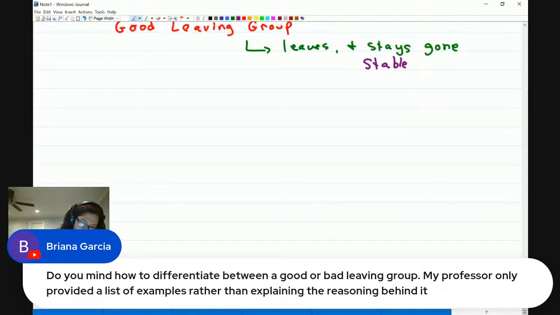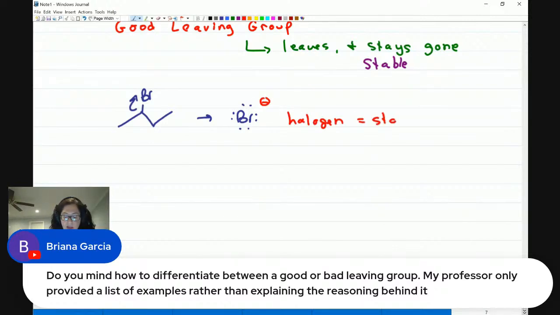So let's look at a couple of different molecules. If I have a bromine and it leaves, I get a Br minus in solution. This is a halogen. A halogen, especially the bigger ones, is stable. It's big. It can stabilize the charge. It can carry it well.